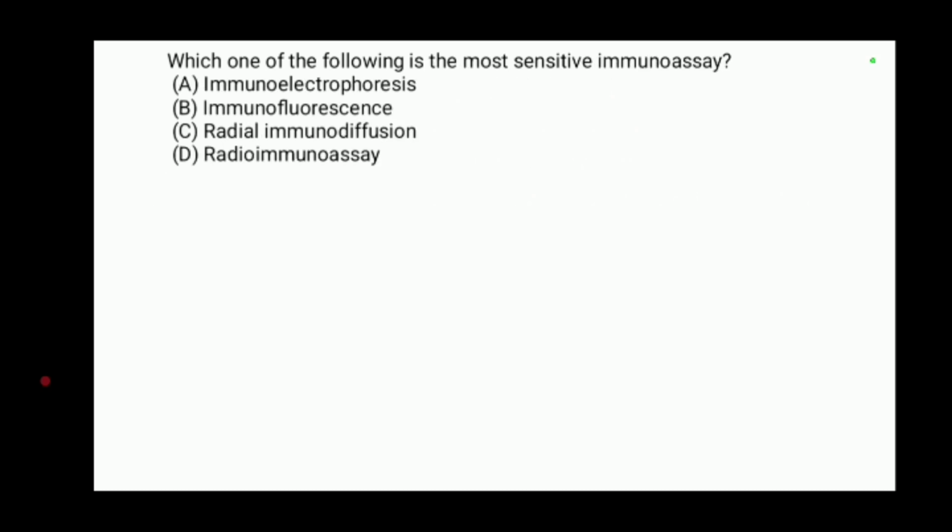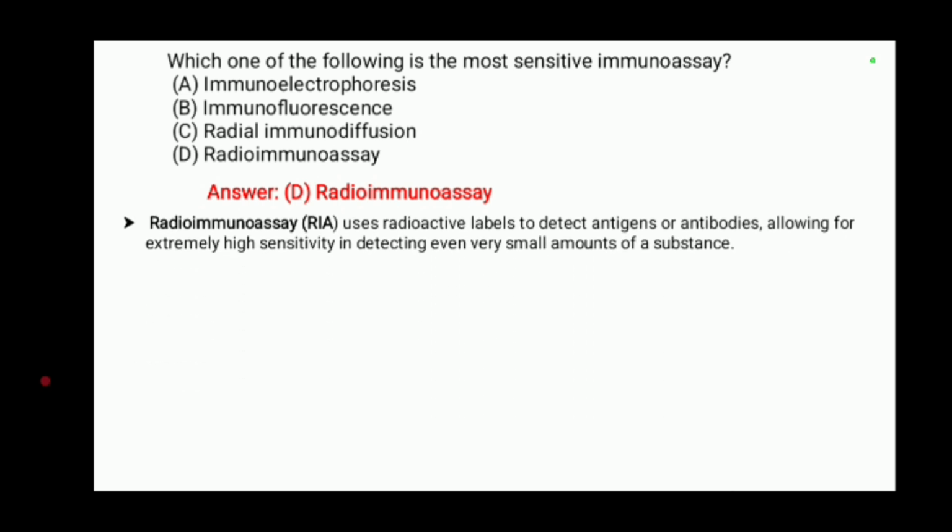Next question. Which one of the following is the most sensitive immunoassay? Option A, immunoelectrophoresis. Option B, immunofluorescence. Option C, radial immunodiffusion. Option D, radioimmunoassay. And the correct answer is option D, radioimmunoassay. Radioimmunoassay, that is RIA, uses radioactive labels to detect antigens or antibodies, allowing extremely high sensitivity in detecting even very small amounts of substance.